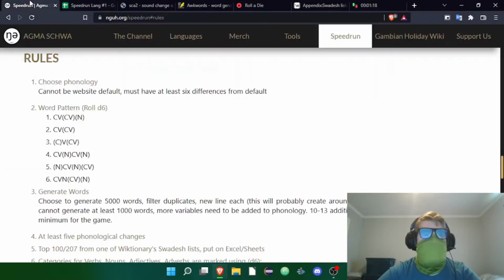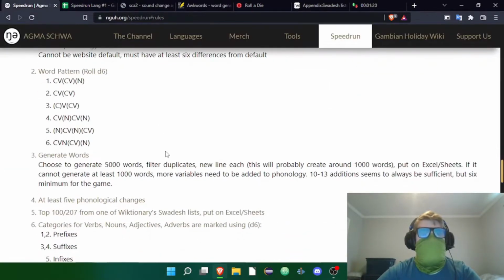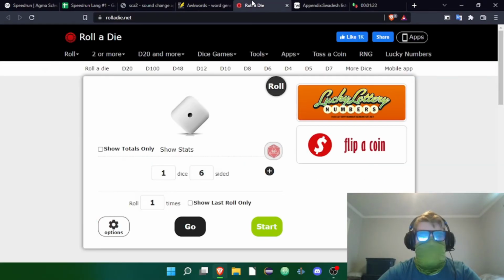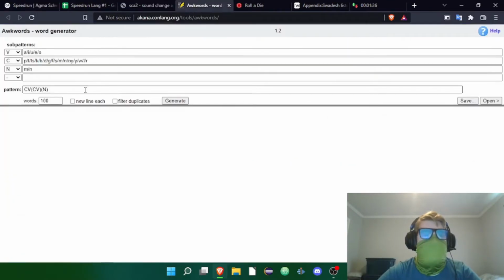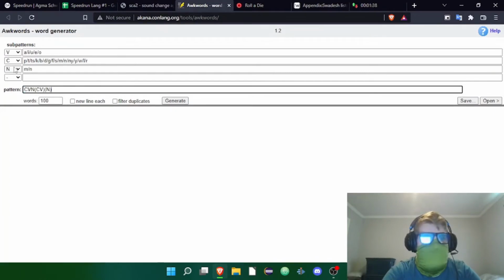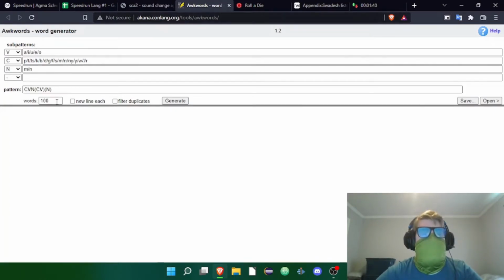So now we need to roll the dice and figure out what our word pattern is going to be. So I'm going to roll 6. So I'm going to, oh dear, my pattern's going to be CVN, CVN. So perhaps I should have organized my tabs better. Here we go, there's our word pattern.